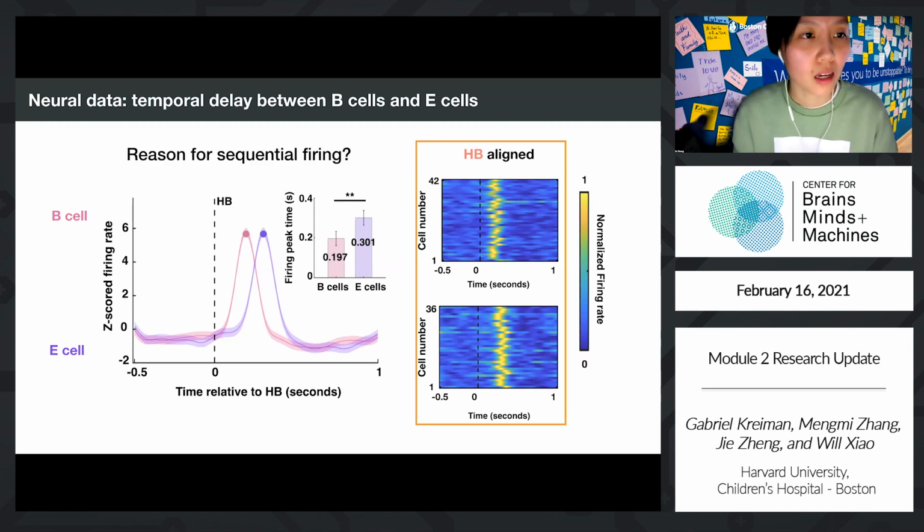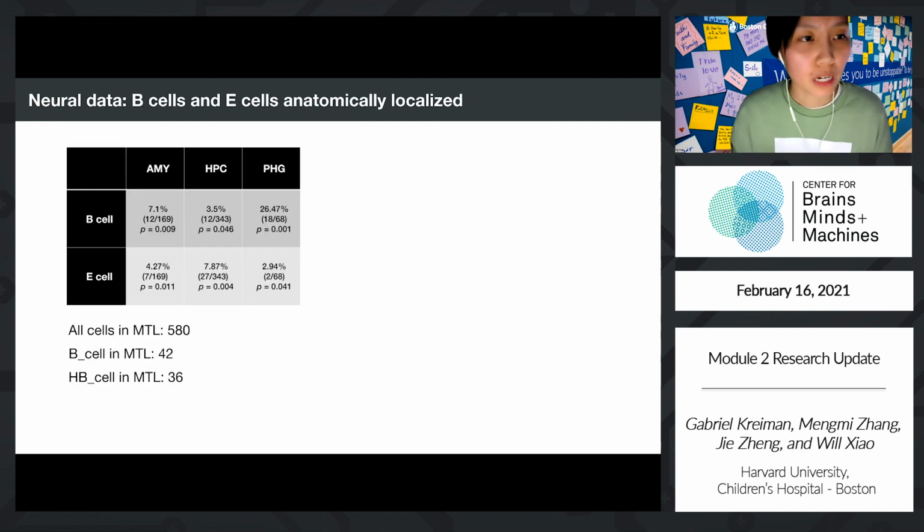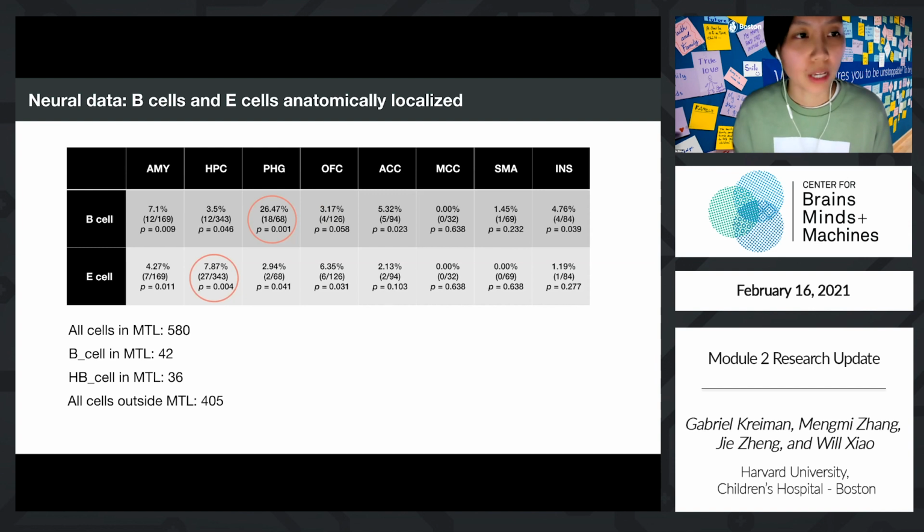Then the question is, what are the potential reasons driving the sequential firing between these 2 cell populations? To address this question, we delved into the spatial locations, or where those B cells or E cells are located in the brain. As shown in these tables, the majority of the boundary cells are located in the parahippocampal gyrus, while most of the event cells are located in the hippocampus. This spatial specificity remains true when we extended our search to all the other brain regions where we have access to single neuron recordings.